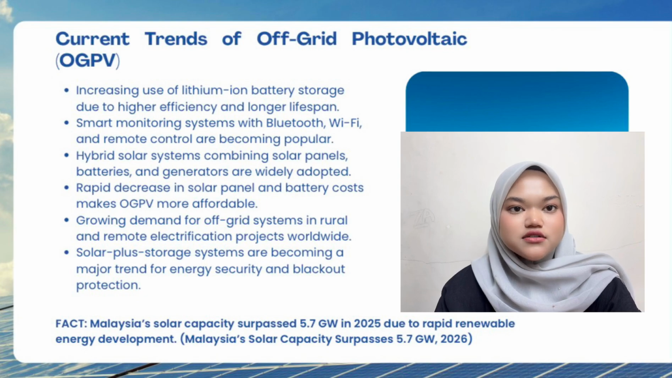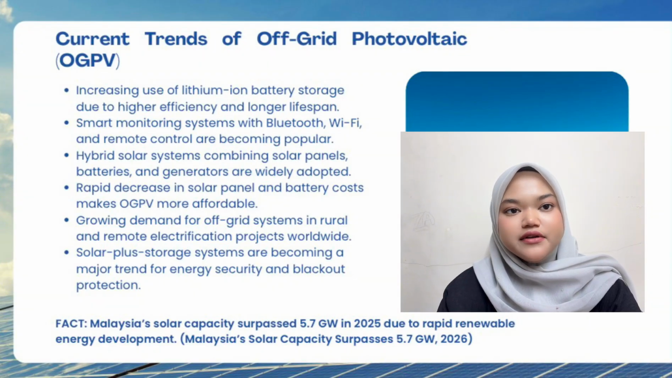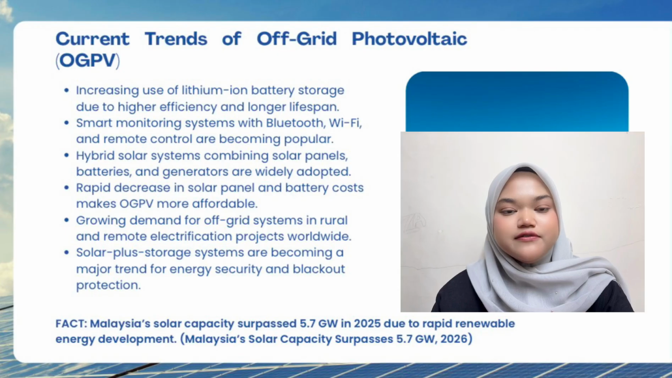The decreasing cost of solar panels and batteries also makes OGPV system more affordable. The demand for off-grid system is growing, especially in rural and remote areas. Malaysia's solar capacity also surpassed 5.7 gigawatts in 2025 due to rapid renewable energy development.